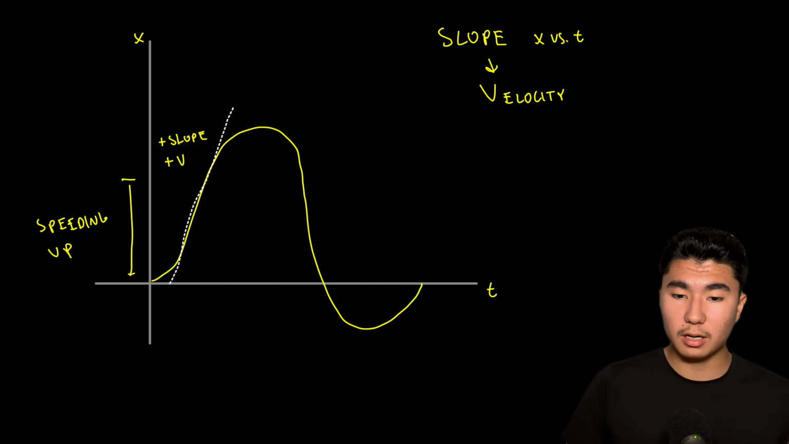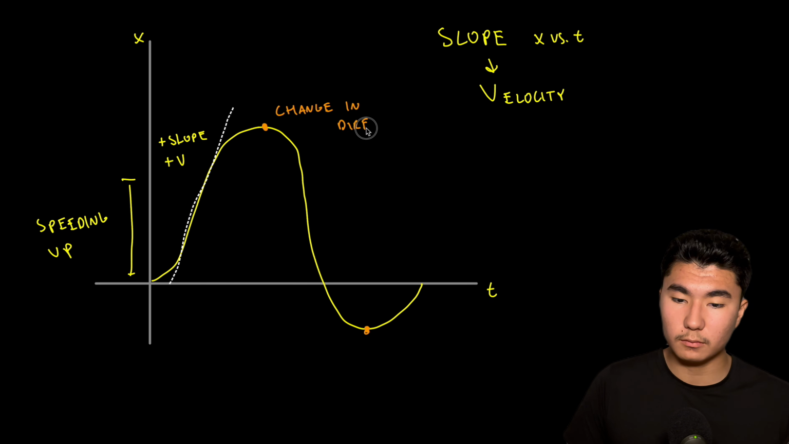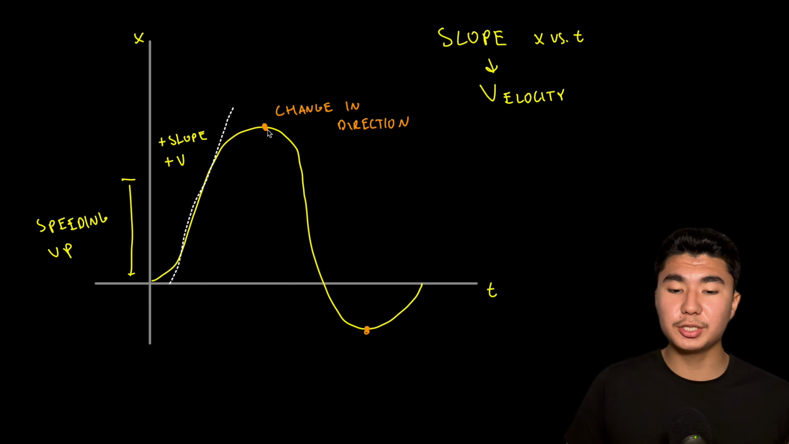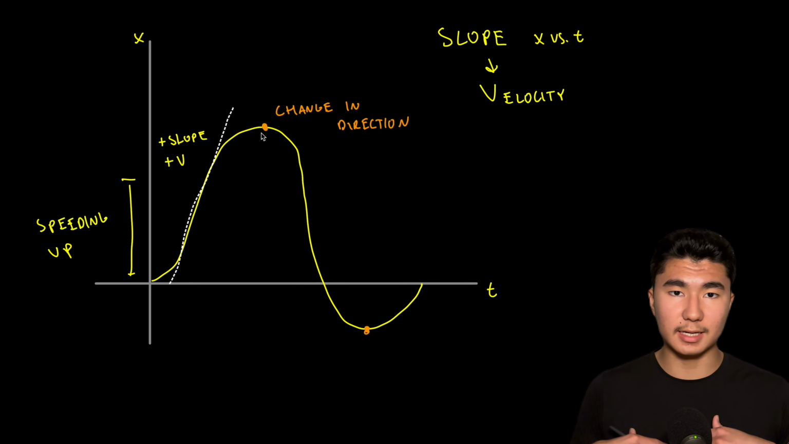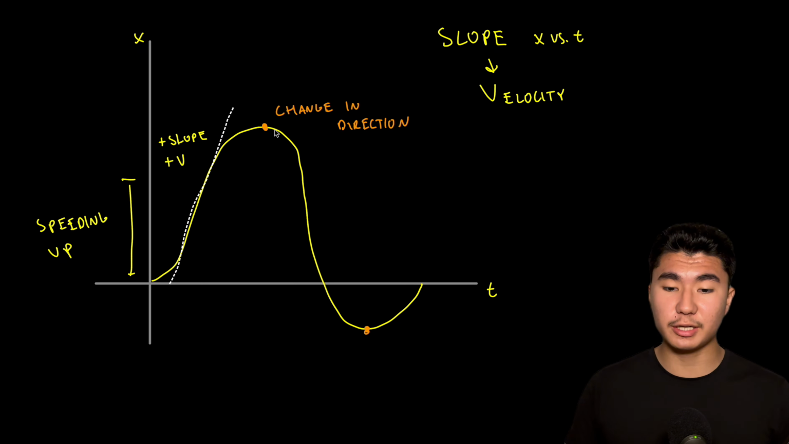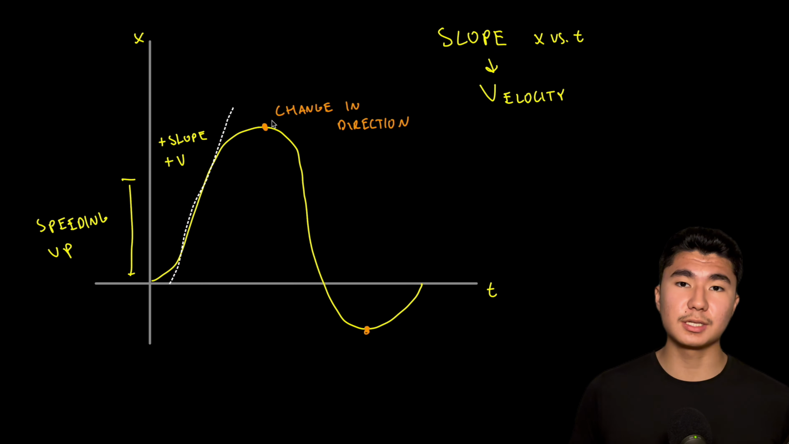Now, these top points over here, and I'm going to write them as orange, are going to represent change in direction. So I'll put change in direction. Since we're changing direction, if we look at our y-axis, my bad, our position is not changing at this point, obviously, since we're changing direction. So our position over here is going to be constant.